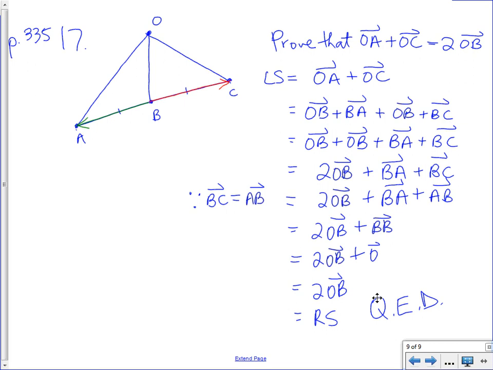Yep. Number 5. So that's the one where you copy the picture. It says copy vector u and then show geometrically that k plus m times vector u equals k times vector u plus m times vector u for various numbers of k and m. I'm just going to do one of them.